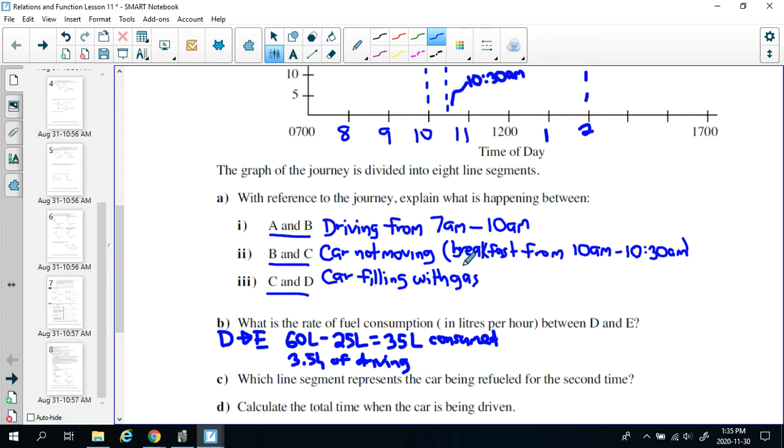To figure out the fuel consumption, all I do is take the amount of fuel consumed and divide by the time it took. So that would be 35 liters divided by 3.5 hours of driving. 35 divided by 3.5 is 10. And if we look at the units, this would be liters divided by hours. So that's my rate of consumption. For every hour, we're consuming 10 liters of fuel.